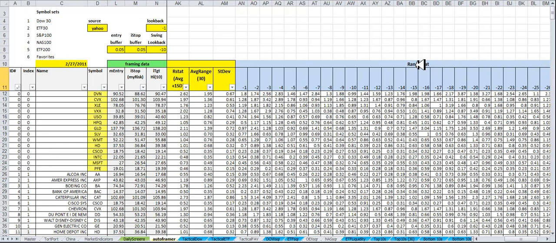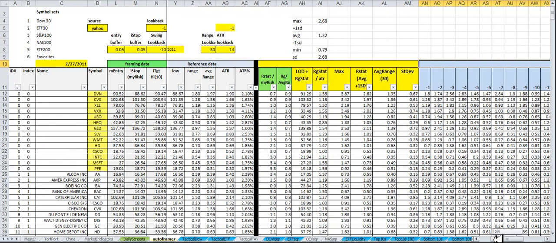So I get 30 days of range data that I use to compute the range stat and some other statistics. For example, I want to compute the average range of the last 30 days. In Devon Energy, that's $1.95. The standard deviation of the last 30 days for Devon is 0.67. Now, the range stat consists of the average range plus the standard deviation. So for Devon, the range stat is $2.62.